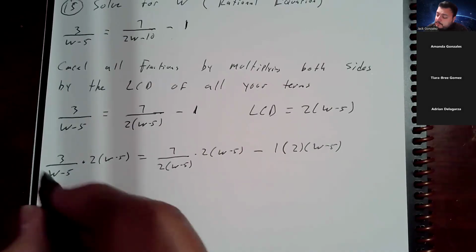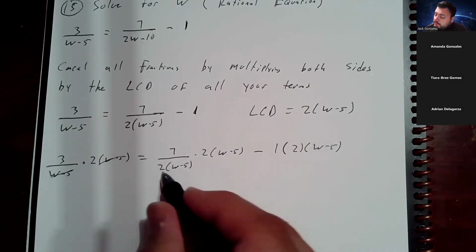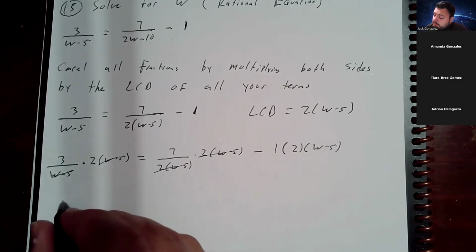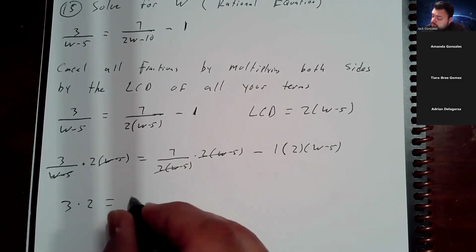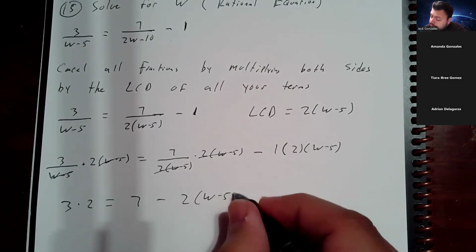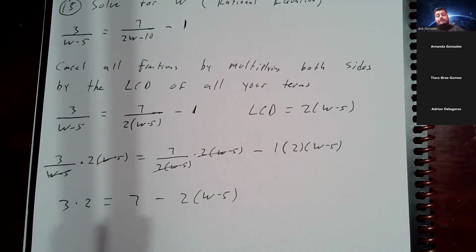So you can see these will cancel. All of this will cancel. And now we have 3 times 2 equal to 7 minus 2 times (w minus 5). No more fractions. Are there any questions about what happened there?